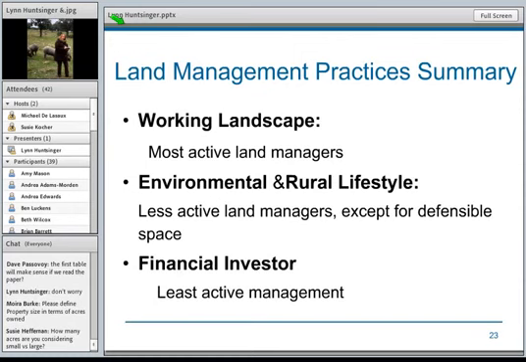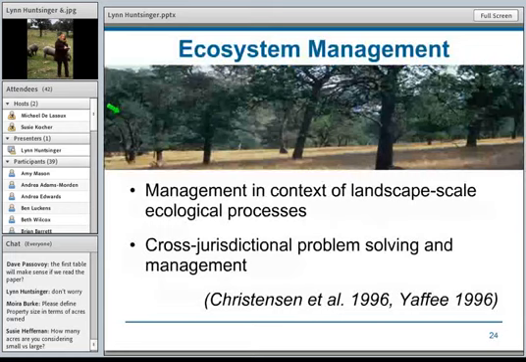And the environmental and rural lifestyle people are going to be doing things that help them to achieve that environmental and rural lifestyle. And the working landscape people, of course, are going to be doing things that help them earn that income and maintain the values that they want from the land. And as we've pointed out, we need to remember that all of these groups here are very interested in the amenities of the land, the natural beauty, and the enjoyment of living there.